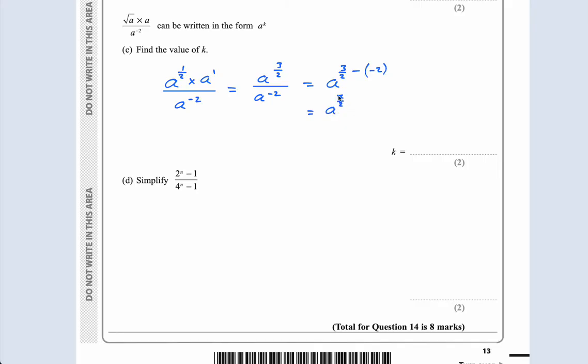If you prefer using decimals, of course, guys, you can. That's 1.5. 1.5 plus 2 is 3.5. So k is equal to 3.5 or 7/2.